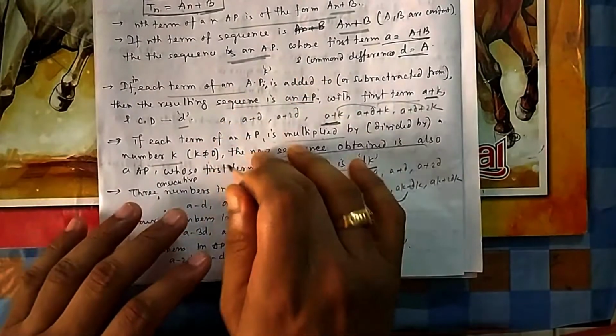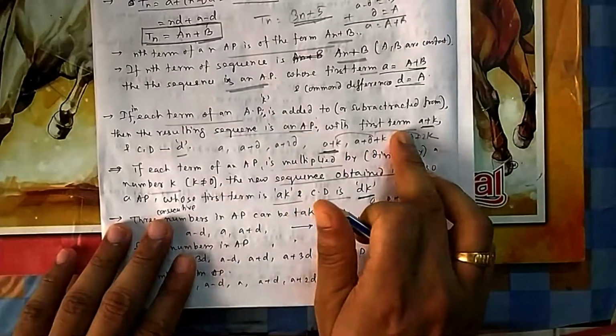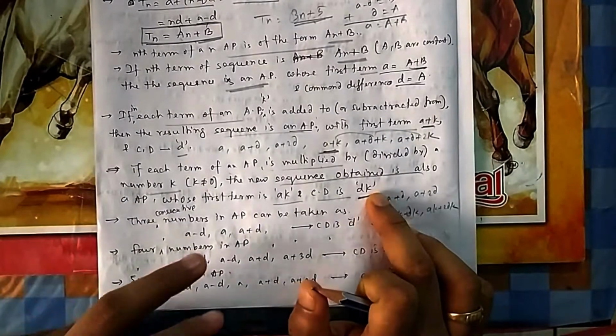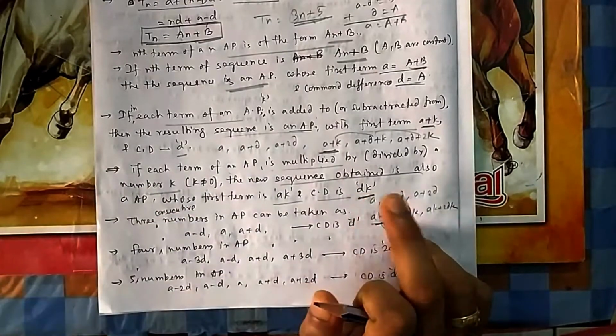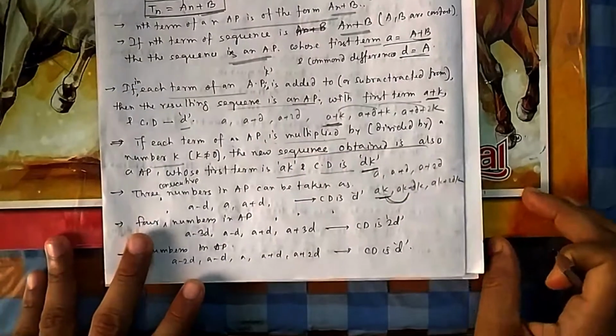So if you add, subtract, divide, or multiply, AP remains the same. But in addition and subtraction, the common difference remains the same, and in multiplication and division, the common difference changes. The common difference will also get multiplied or divided by the same number. The first term always changes in both the cases.